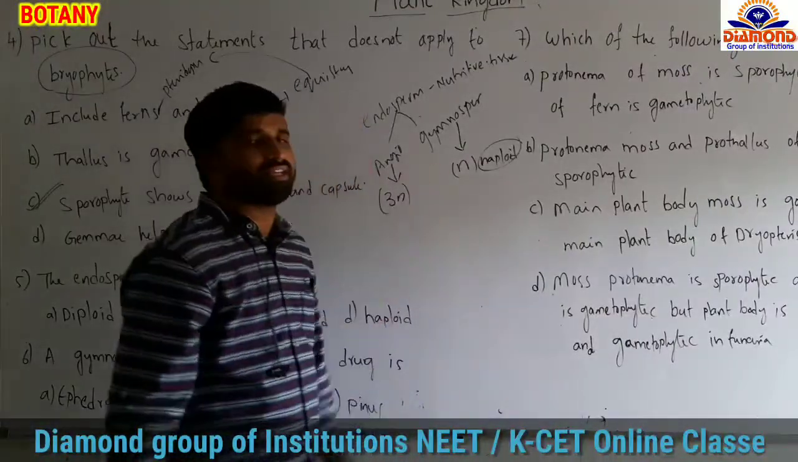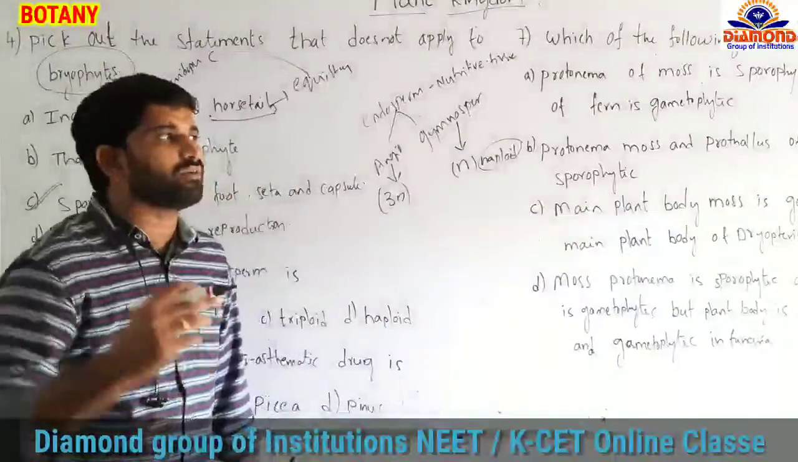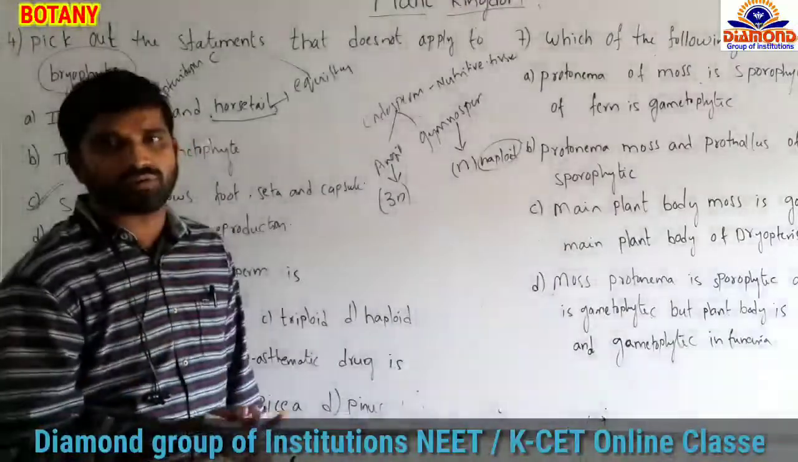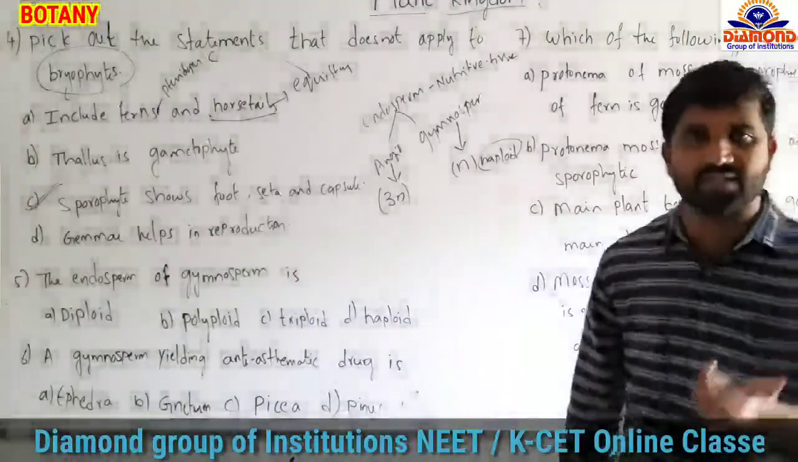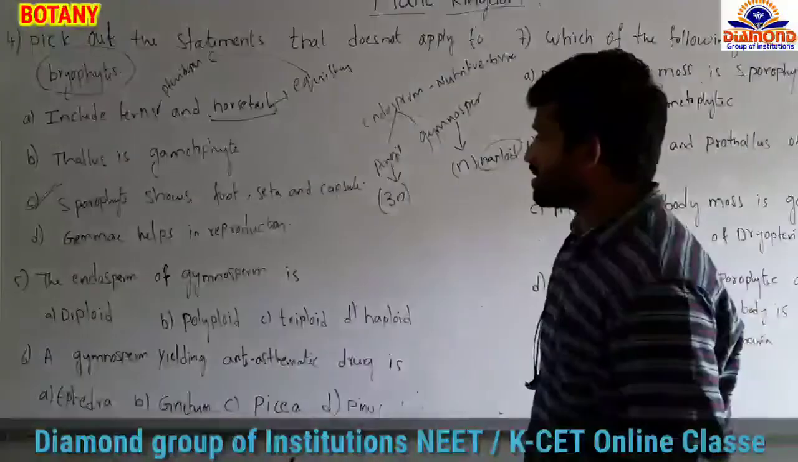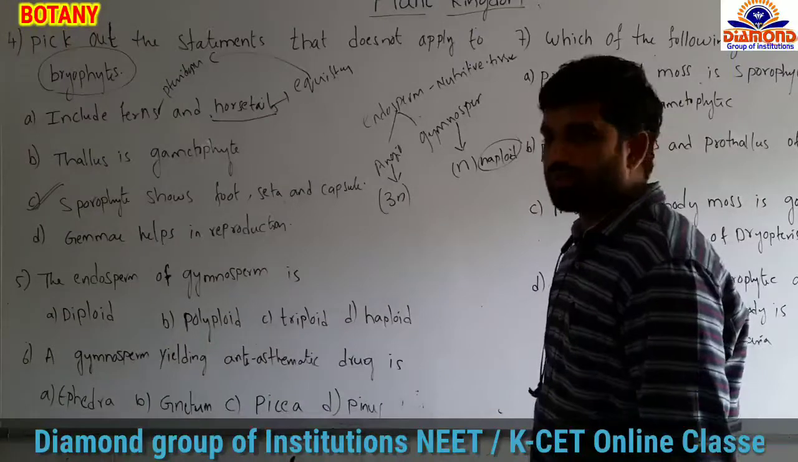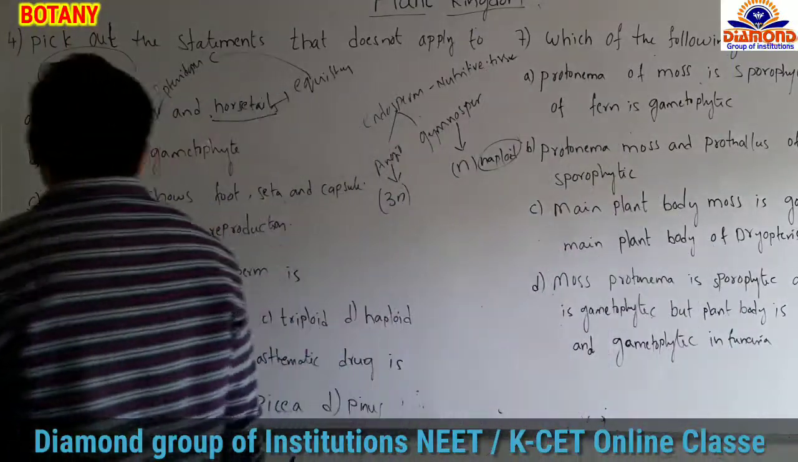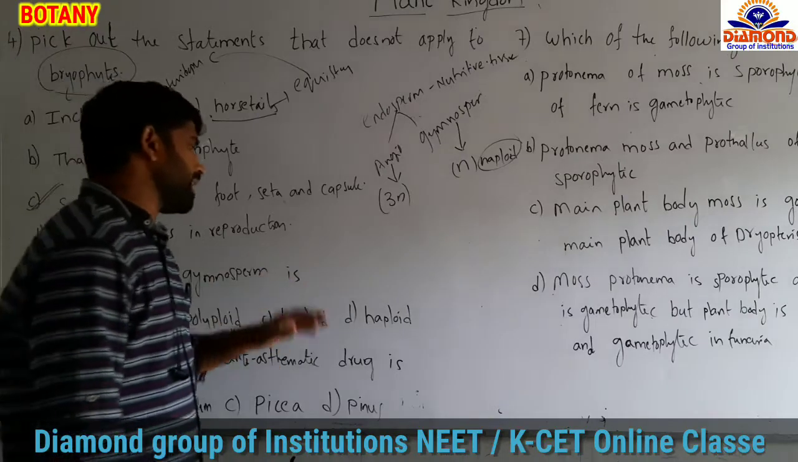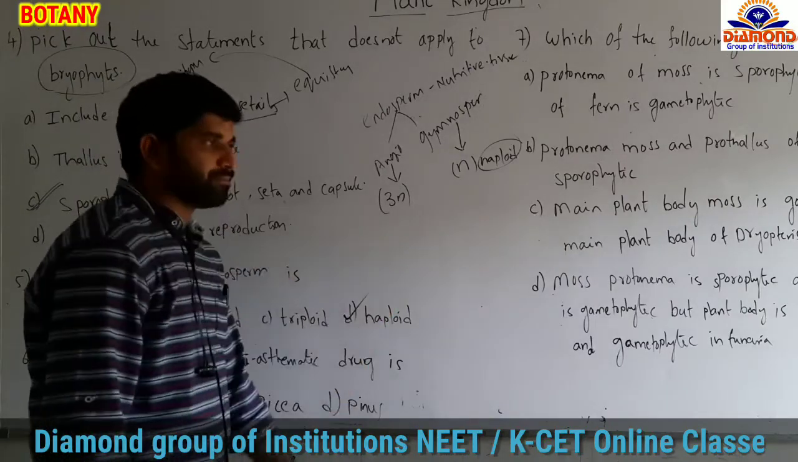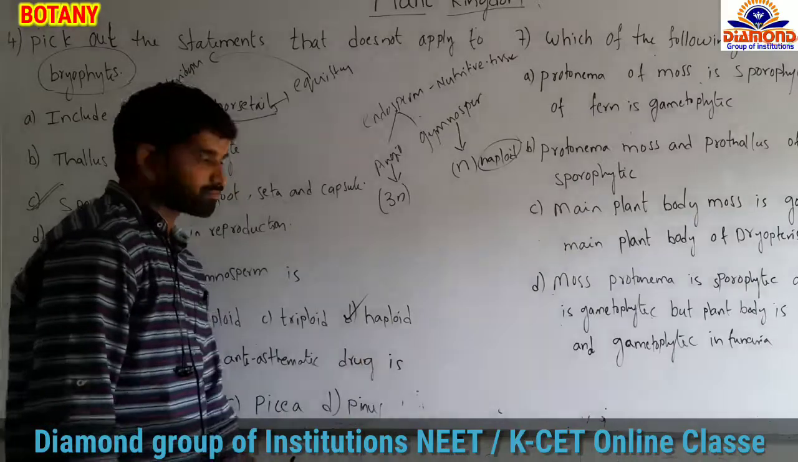What is the use of this endosperm? Endosperm is required for the development of the zygote into an embryo. For the conversion of zygote into embryo, new food materials or nutrients are required. Those nutrients are supplied from the endosperm only. So the endosperm of gymnosperm is option A diploid, polyploid, triploid or haploid. So the answer is haploid, D.